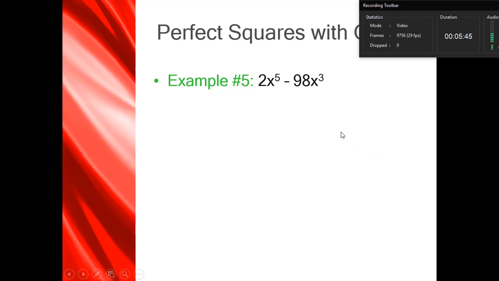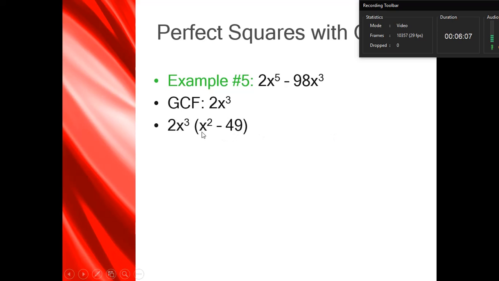So let's try here. Is there a greatest common factor? And we want to remove both numeric values and variables if we can. So I can see that they both have a 2 and they both have x to the third power. We're going to divide both of these terms and see what's left over.